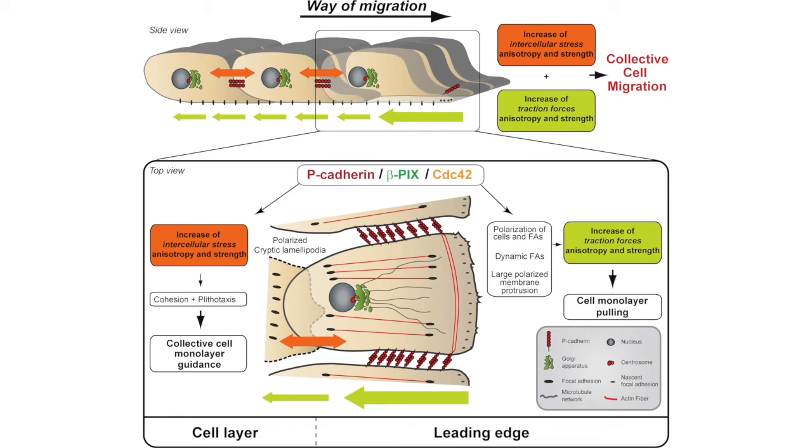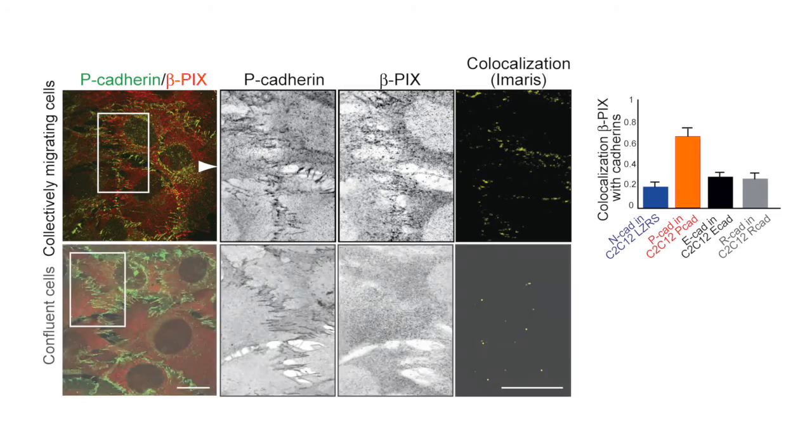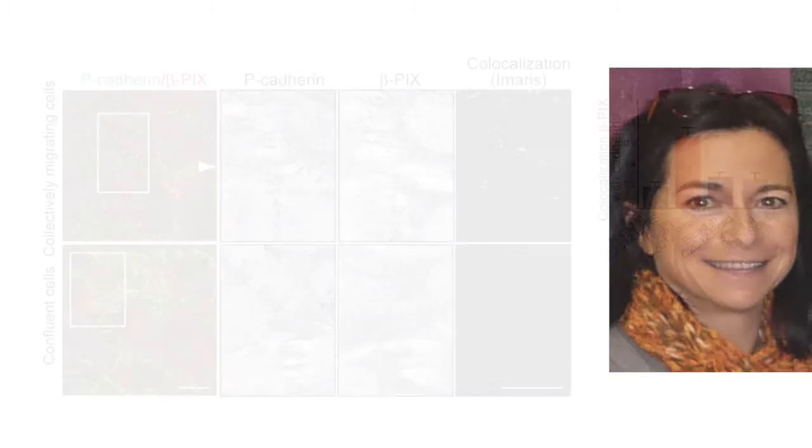of collective cell migration. Beta-PIX can associate with other members of the cadherin family, but only P-cadherin was able to recruit this protein to cell-cell junctions, and this recruitment only occurred during collective cell migration. Gauthier-Rouvière and colleagues now want to investigate how beta-PIX recruitment is regulated and to determine how P-cadherin is able to influence traction forces exerted at cell matrix adhesions.